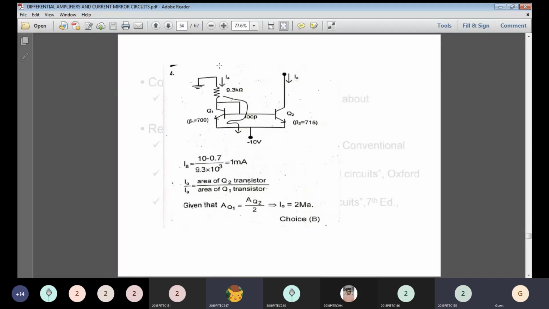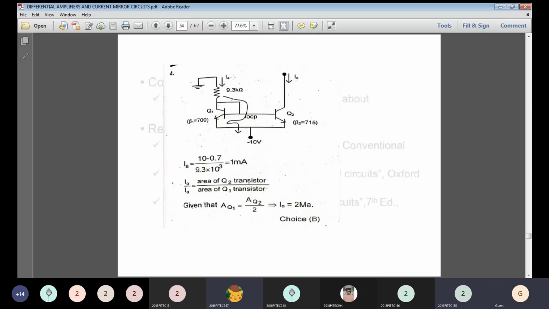So that 1 milliamp is flowing through this loop. In this path, what is the current value flowing? 1 milliamp. So I naught is proportional to the area of transistor Q2. I naught is collected at the collector of the transistor. This is the output current, right? I naught, and this is the reference current. Here the reference current value is calculated. You know the value of IA? 1 milliamp. So 1 milliamp, that is the area of transistor 1.